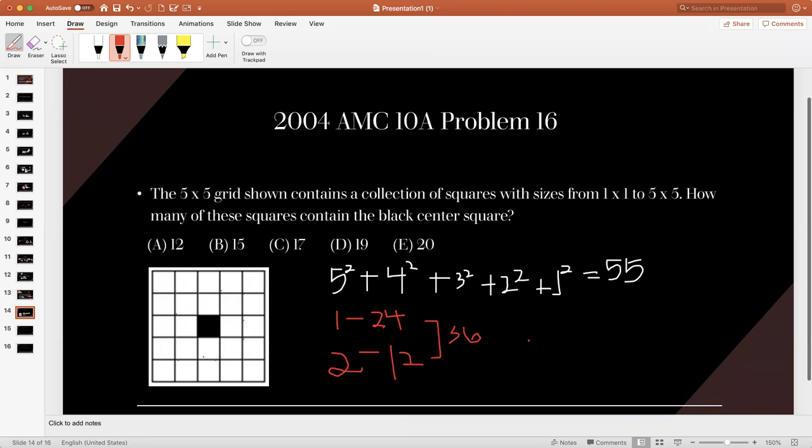Out of the 55, our total of 55 minus 36 is equal to 19, which is another way of getting our answer of D, 19. Any questions on this problem?